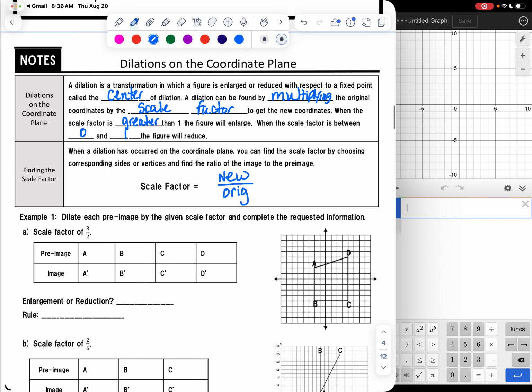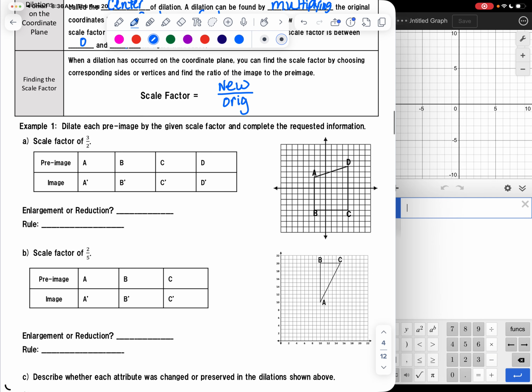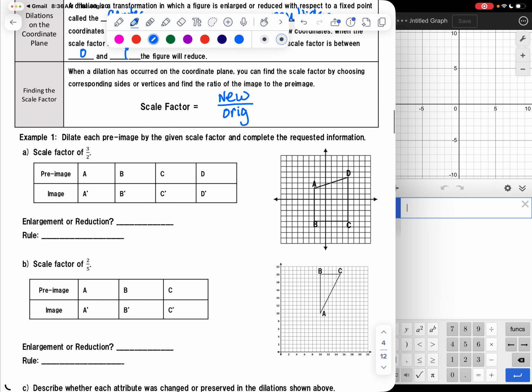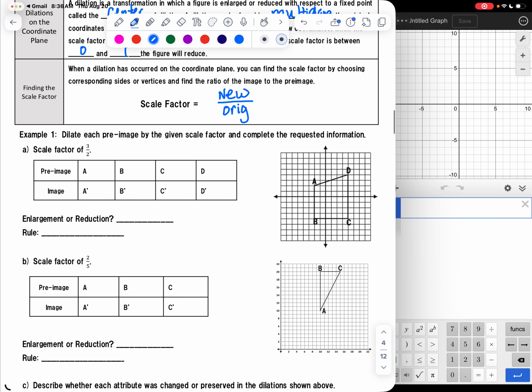So in example 1, it says dilate each pre-image by the given scale factor and then complete the requested information. In part A, we have a scale factor of 3 over 2, which is the same thing as 1.5. So because that's greater than 1, I know my new shape is going to enlarge or get bigger.